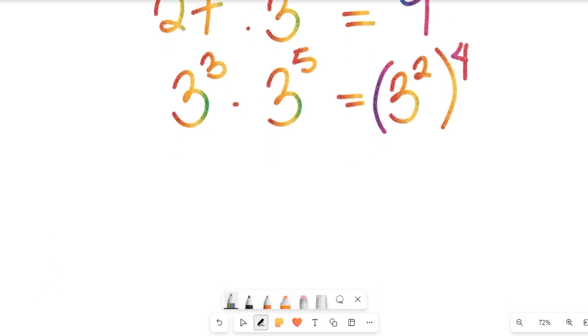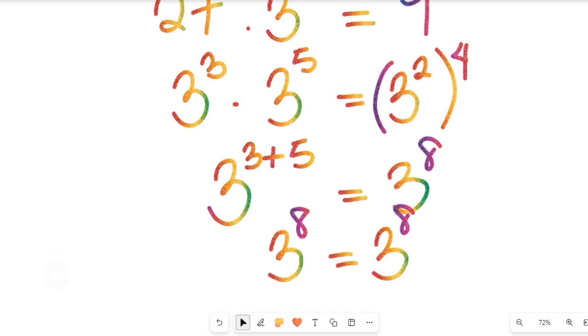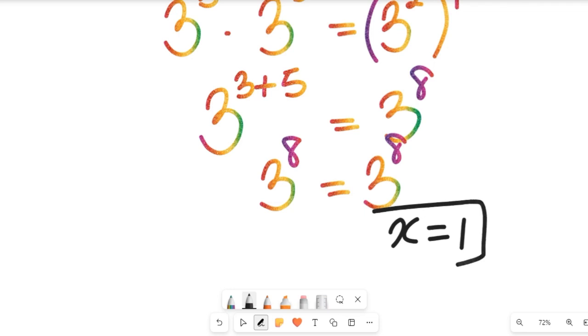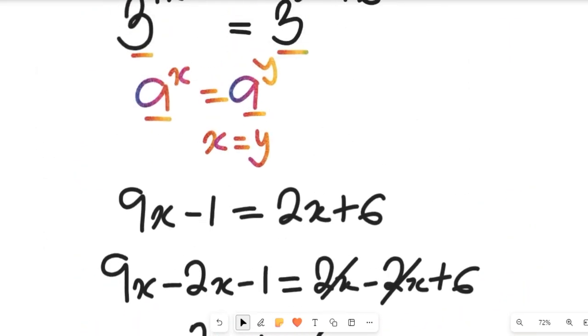So what we'll have now is applying the law of indices here. This will give us 3 to the power of 3 plus 5, right? And this will be equal to 3 to the power of 4 times 2, which is 8. So this will give us 3 to the power of 8 equal to 3 to the power of 8. Voila! The left hand side is equal to the right hand side. So what does that tell us? That tells us that our value of x equal to 1 is a solution that truly satisfies that exponential equation that is given to us up there.